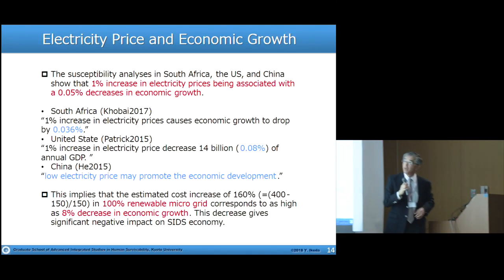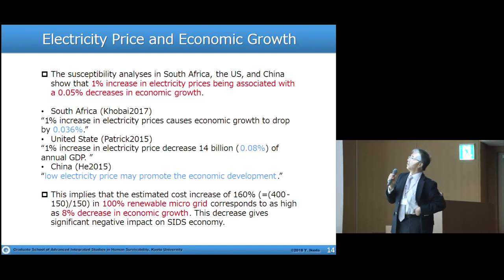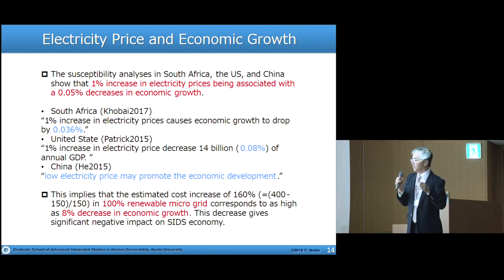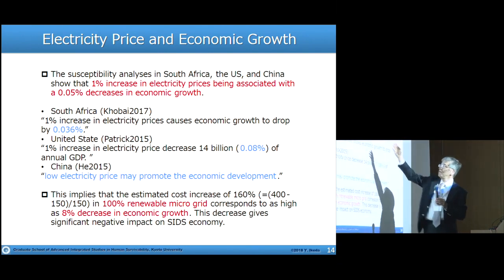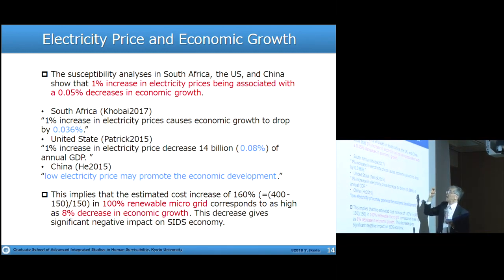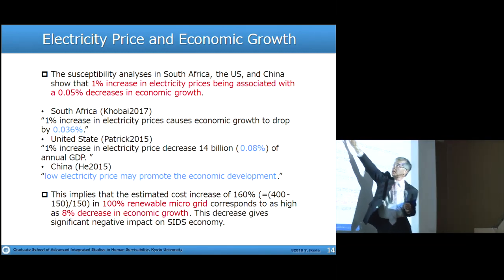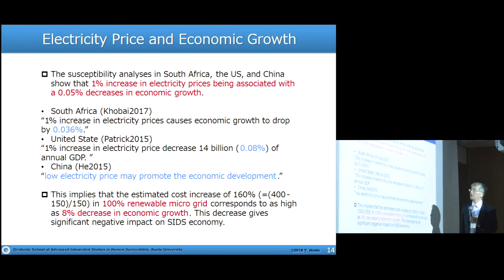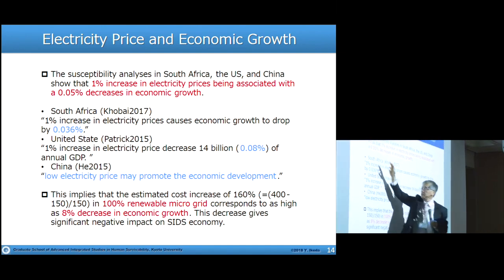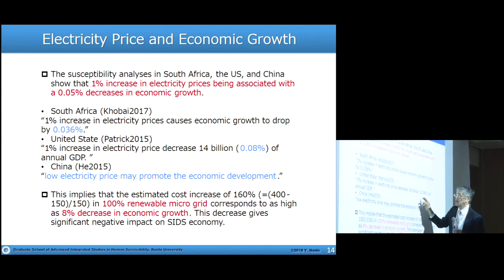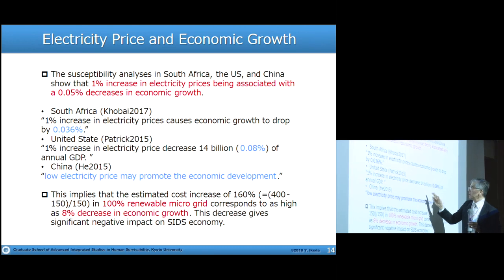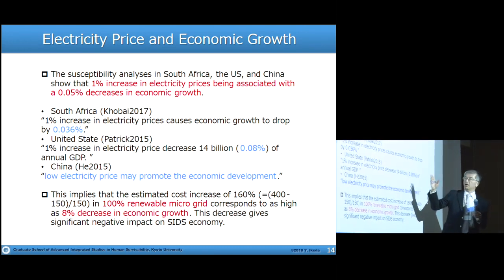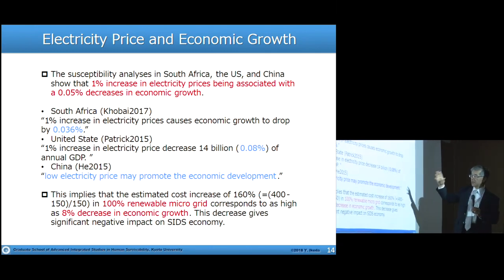And then we discuss the obtained electricity price. Sensitivity analysis shows that a 1% increase in electricity price will cause a 0.5% decrease in economic growth. This number is actually taken from this one and this one as a kind of typical number. For South Africa, they get this number. For United States, they get this number. So I use 0.05% for the state.